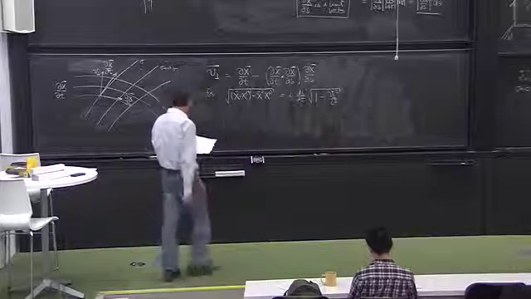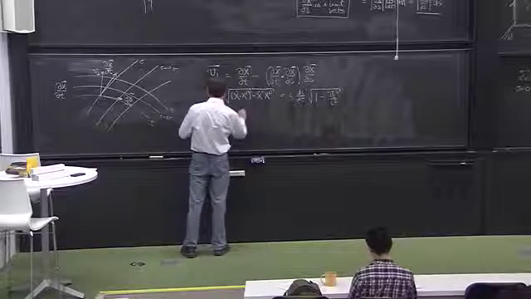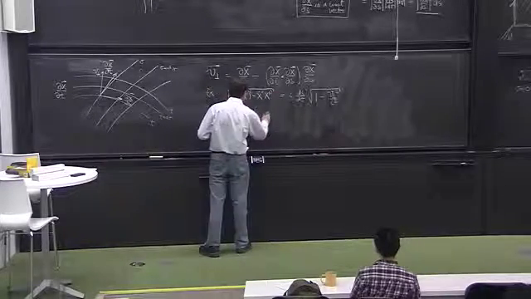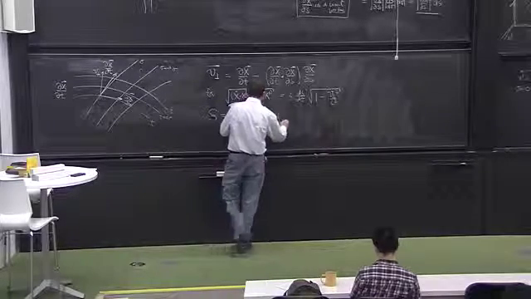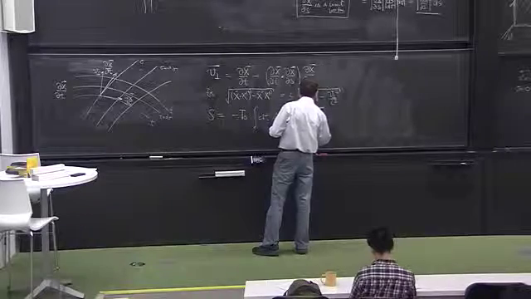So it means that the Nambu-Goto action is what? Minus T naught over c, but the c will cancel, integral dt ds square root of 1 minus v perp squared over c squared.